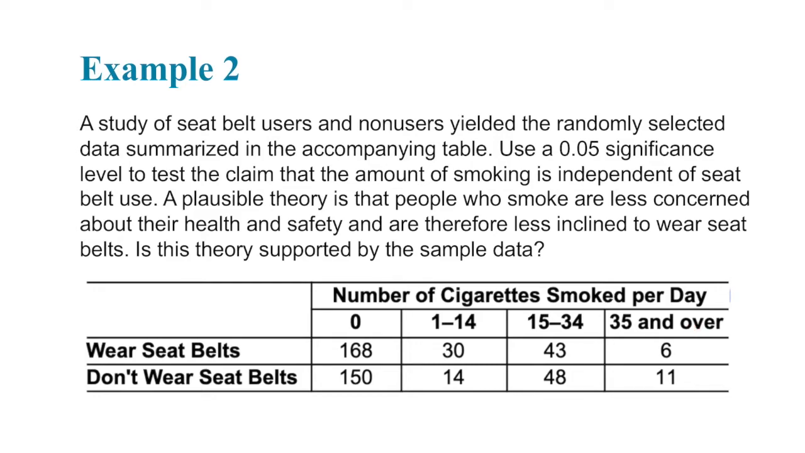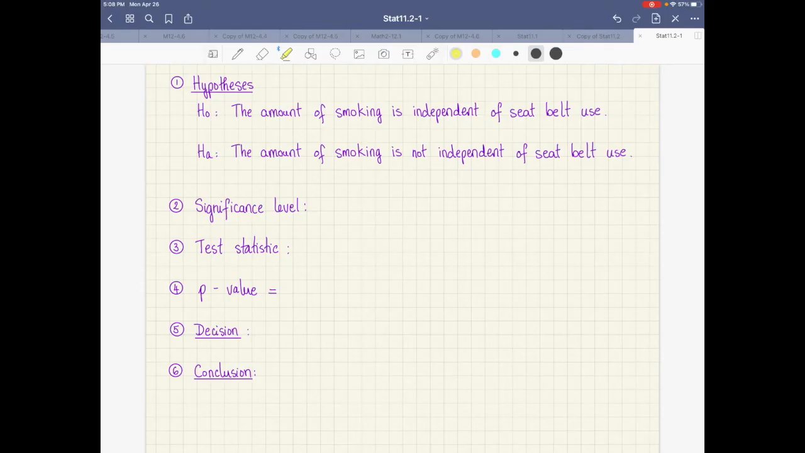I want to test the claim that whether or not they wear seatbelts and the number of cigarettes they smoke are independent. My H0 will be the amount of smoking is independent of the seatbelt use. And my HA will be the amount of smoking is dependent on the seatbelt use. Or HA is that the amount of smoking is not independent of the seatbelt use. You can use either not independent or dependent, they are similar. Significance level is 0.05.